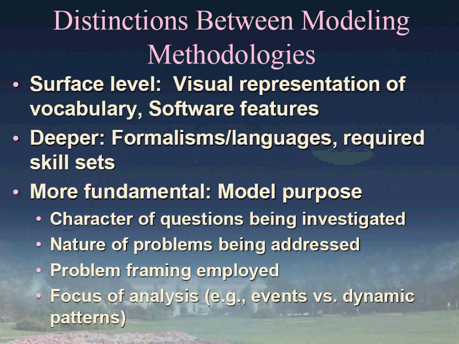How do these types differ? Well, at a surface level, they differ in terms of how they describe the processes in the world, how they describe what's going on out there, how it's posited to work. And even more superficially, in the visual representation of the software features. But at a more fundamental level, the differences have to do with the purpose of the model, what they're being used to investigate, the nature of the problems they're trying to address, how they frame the problems, and the focus of the analysis.